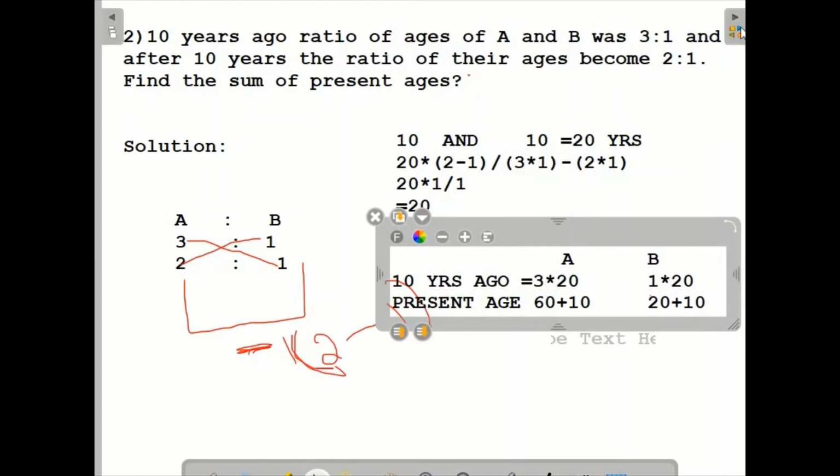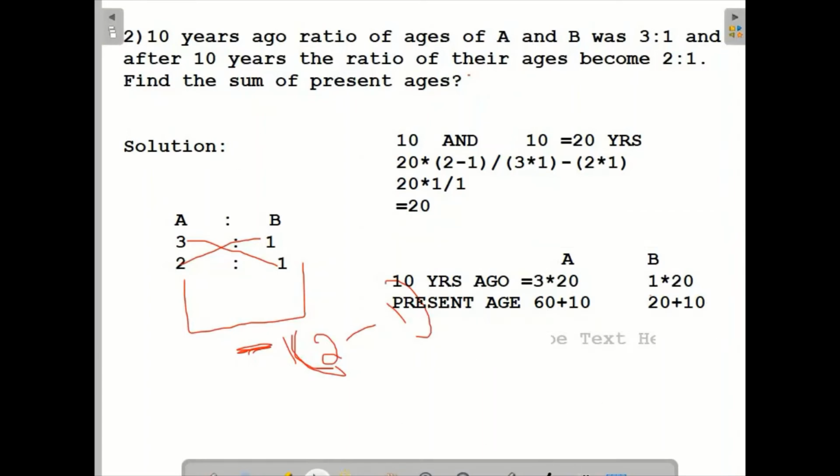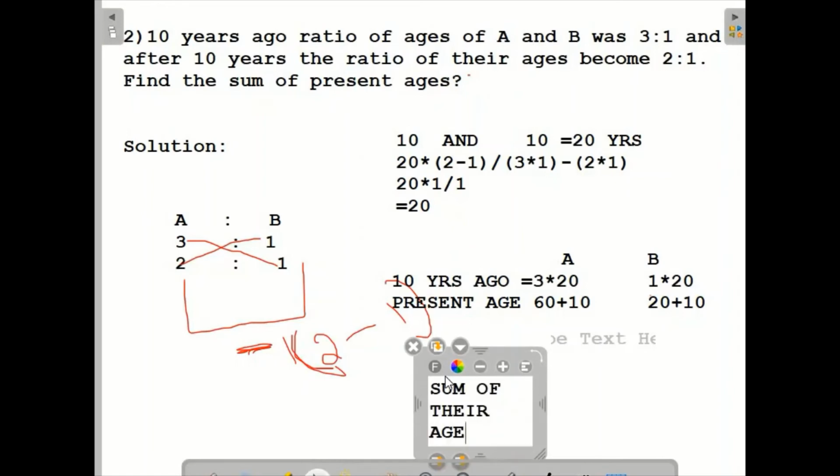10 years ago the ratio is 3:1 and after 10 years, so the current 10 years their ages in the ratio we have to calculate. After 10 years we have to calculate. So before 10 years it is 3 into 20 and 1 into 20. The present year while we are calculating we have to calculate for next 10 years also. So their ages 70, 30. So the sum of their present ages, so we have to calculate the sum. So total of their ages, sum of their age is equal to 70 plus 30 is equal to 100.